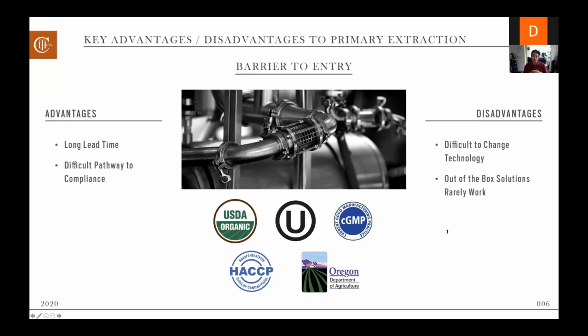Another disadvantage with this barrier to entry is, if you're brand new to the space and you're looking for an out-of-the-box solution, it's often not going to work as you're expecting it to. You really need qualified professionals, people with industry experience, looking at the technology and making sure it's going to fit your operations and produce the desired outcomes you're looking for.